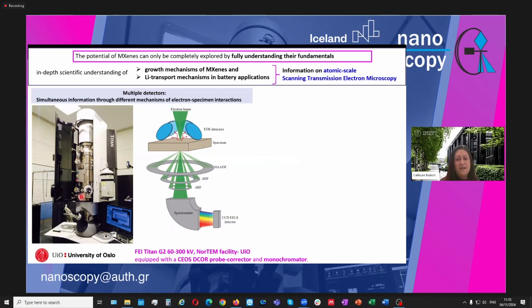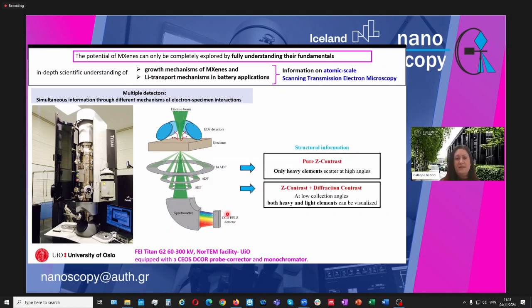Here you can see a photo of our microscope in our lab. It is an FEI Titan, probe corrected and monochromated, and a simple schematic showing that we can use different detectors for imaging. We can collect electrons at very high angles, the so-called HAADF imaging, so we can have pure Z contrast. And then we can also collect electrons scattered at lower angles, so we can have Z contrast and gradually only diffraction contrast. So with ABF, for example, we can visualize at the same time both heavy and light elements.